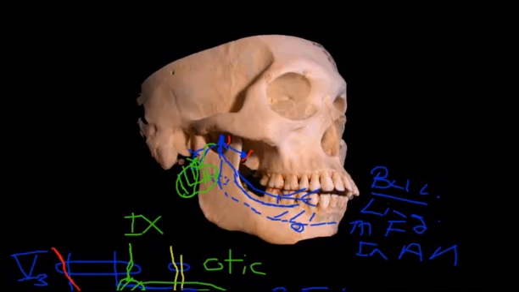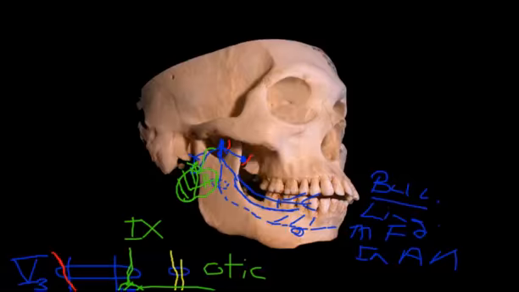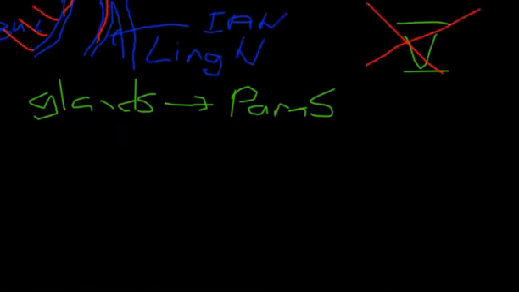So let's make a little list of these branches of the mandibular division of trigeminal nerve and what they supply. Let's start. We'll draw a little sort of flow chart, I think. We start with the mandibular division.